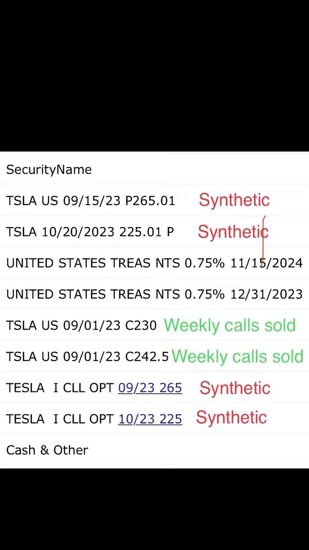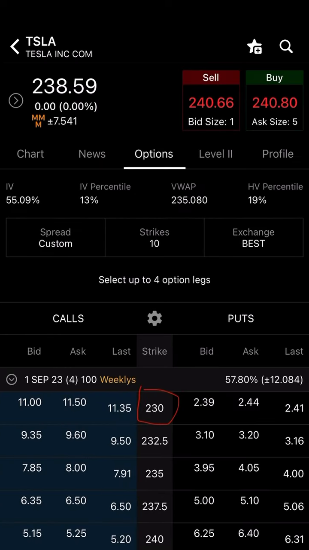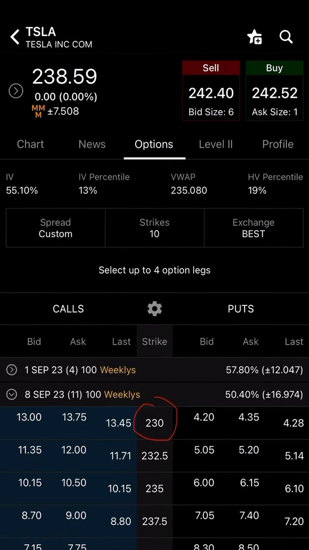What I think they should do, again, depends on what Tesla does this week. If Tesla goes down this week, that's a good thing. If Tesla goes up this week, they're going to get further and further into the hole with this move here. But I was looking at next week's. So we have a 230 strike with an expiration date of September 8th.